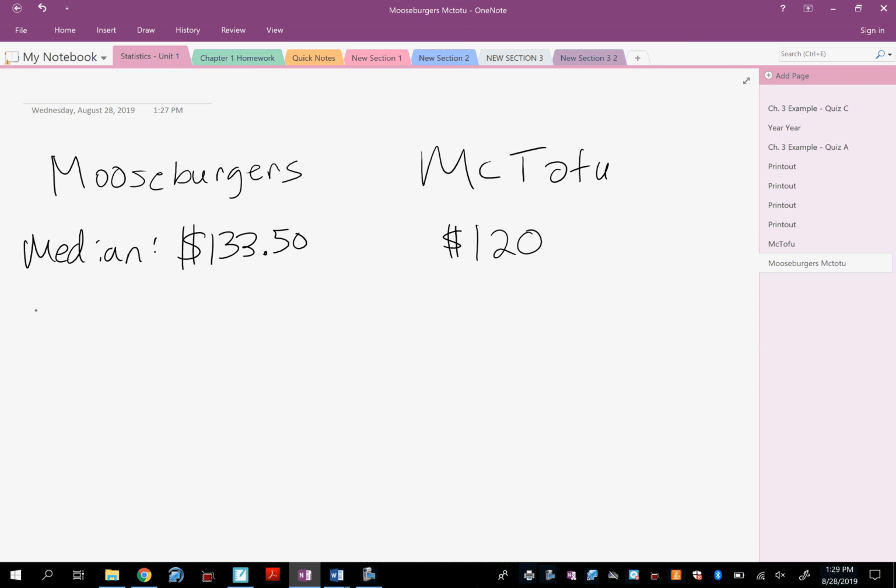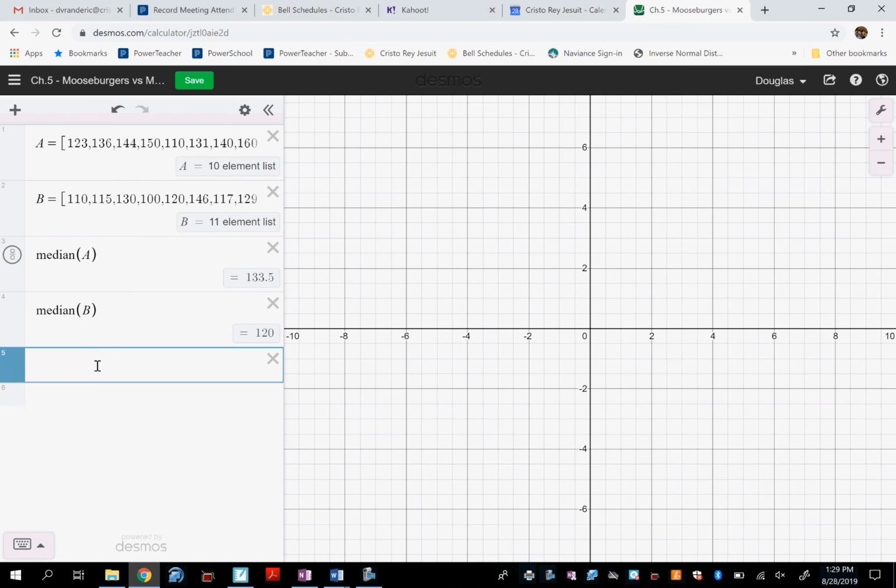All right, let's find the first quartile and the third quartile for each. So quartile, and then you're going to do A, comma, and put 1 for first quartile. So this is the first quartile for the data values from Moose Burgers. So that's 123.